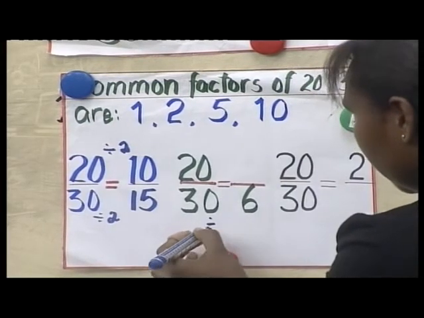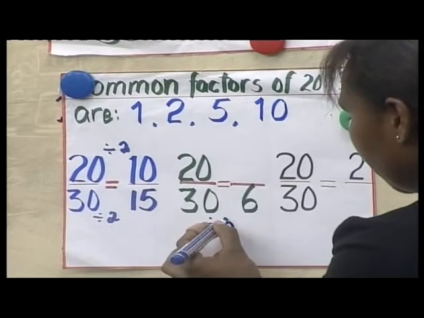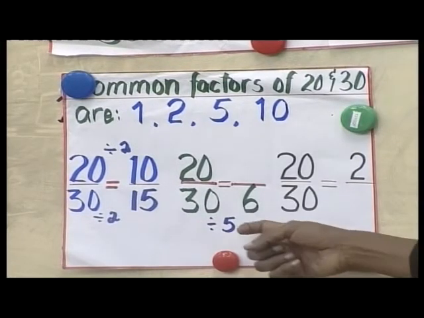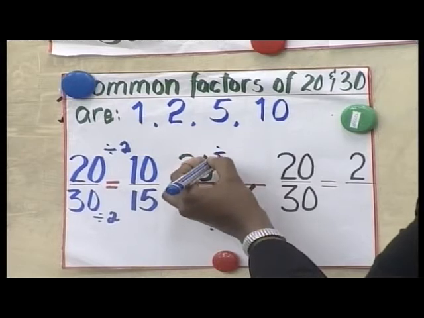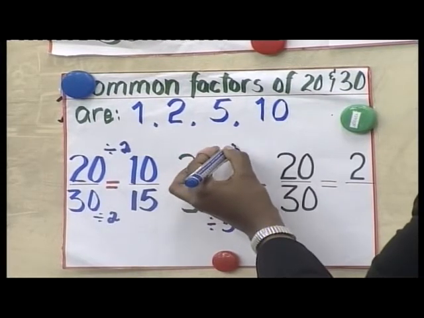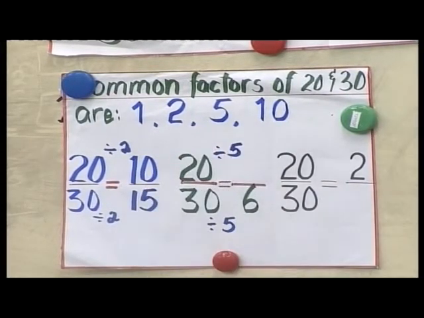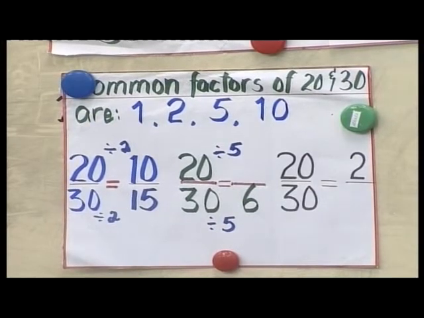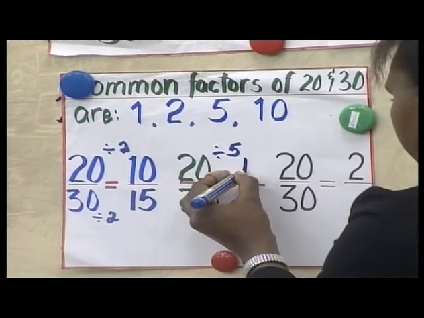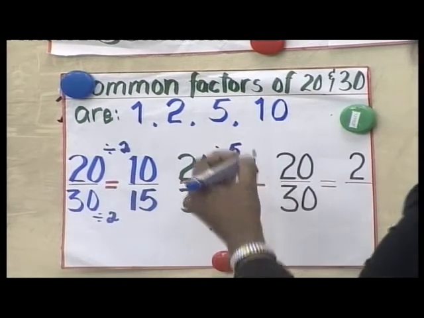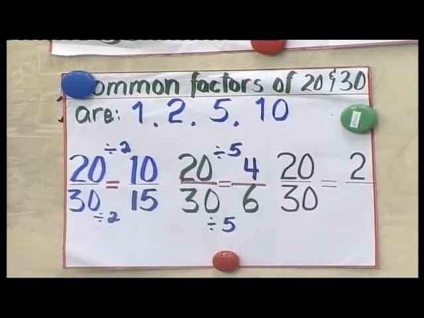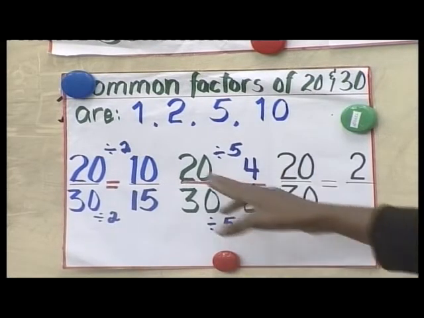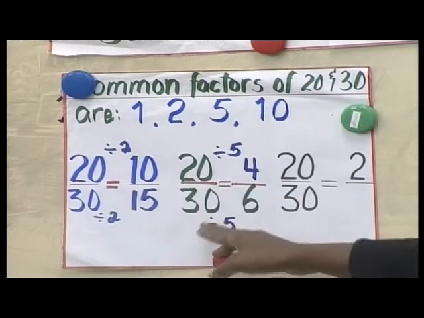We have been given the bottom number of this. So the same divisor here will be used at the top. 20 divided by 5 is equal to 4. So to confirm that, you can multiply 4 times 5 is equal to 20. So that's our second equivalent fraction to 20 over 30.